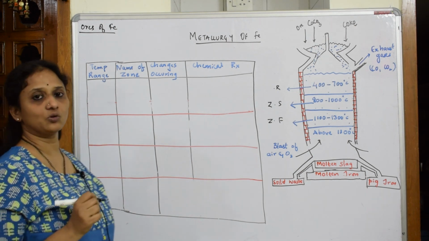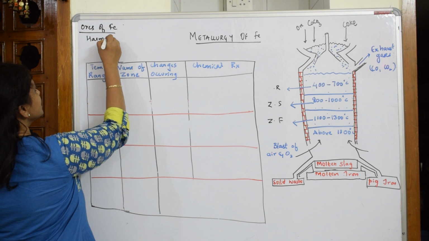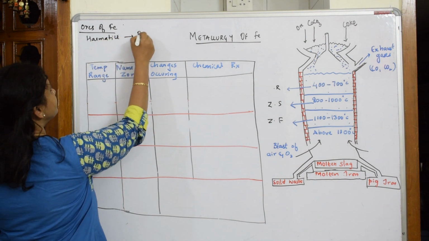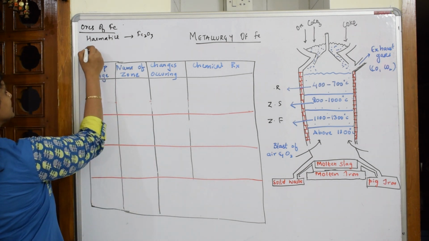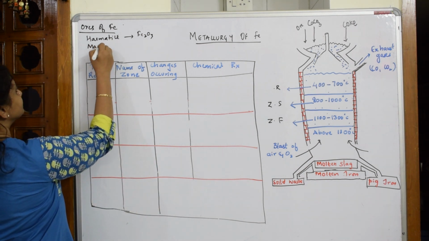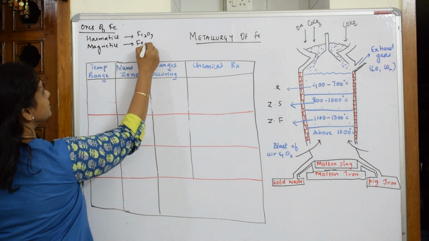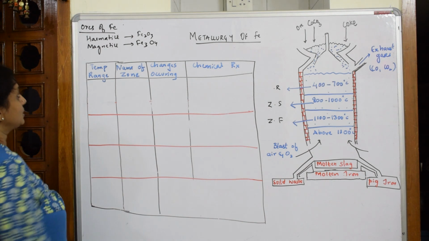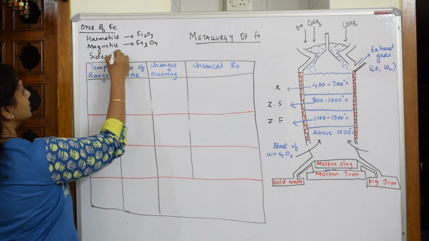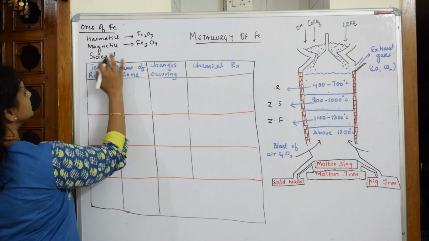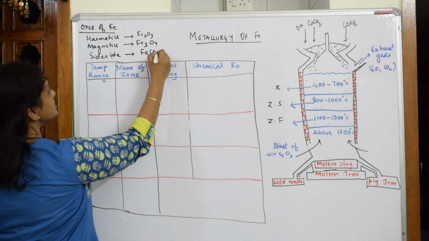If I say the basic ore, hematite. The first one, hematite. In this hematite, your formula is Fe2O3. Then we have the next ore of iron, that is your magnetite. Magnetite, the formula is the higher oxidation state, Fe3O4. Now after that you have one more ore called siderite. Siderite, that is your iron carbonate, FeCO3.